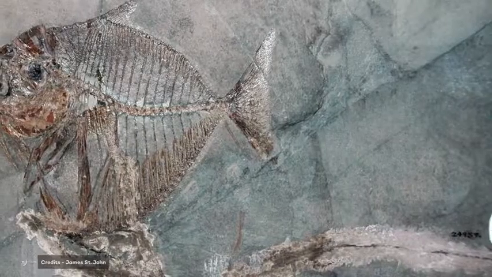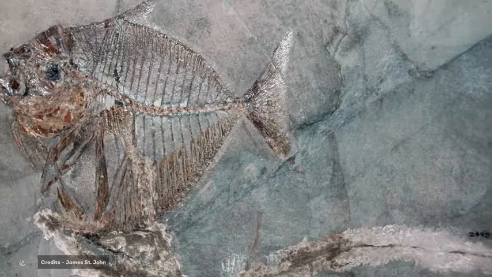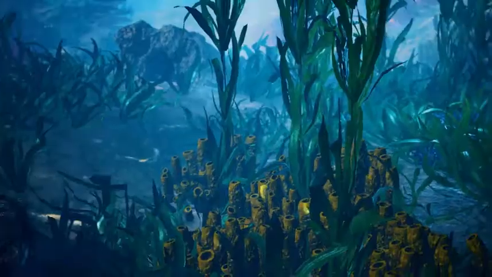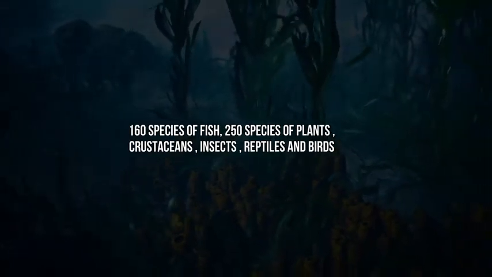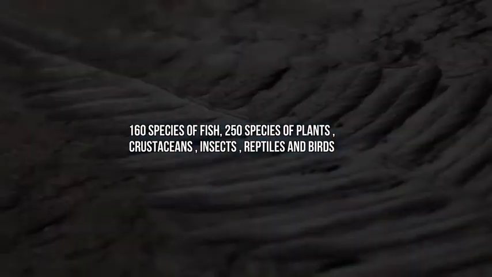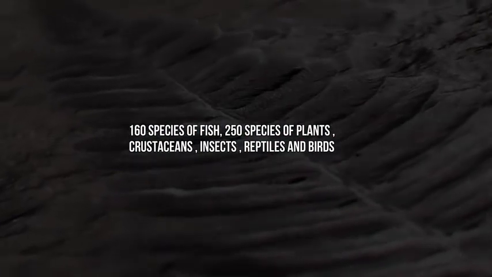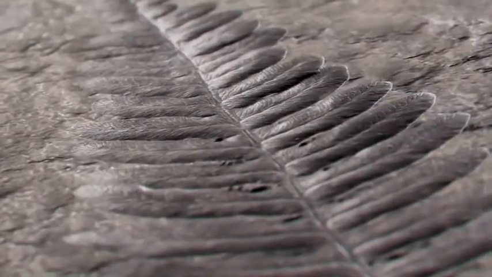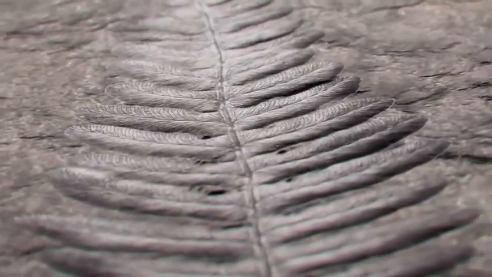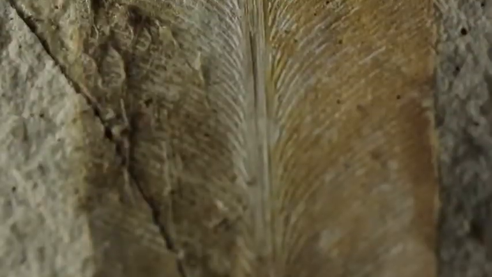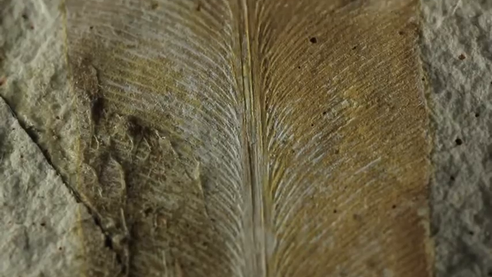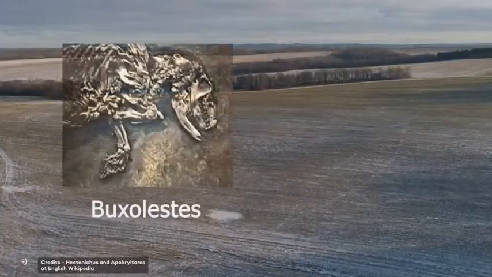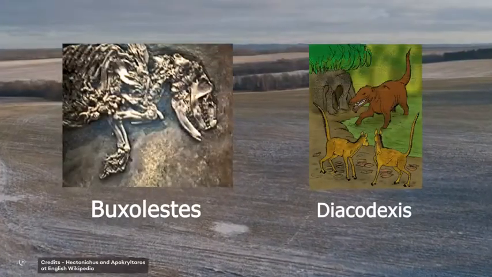The most famous Eocene fossils are probably those of Bolca in the Veneto, where more than 160 species of fish, 250 species of plants, crustaceans, insects, reptiles, and birds have been found. Another deposit with exceptional conservation of the Eocene age is that of Messel in Germany, which has provided many remains of vertebrates, including the Buxolestes and the Diacodexis.